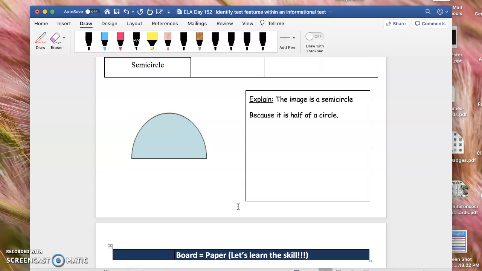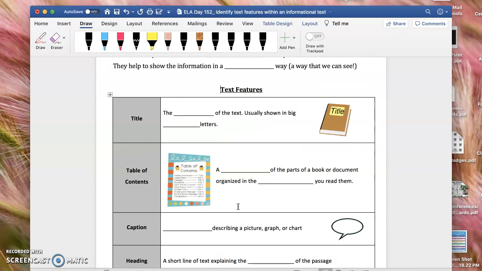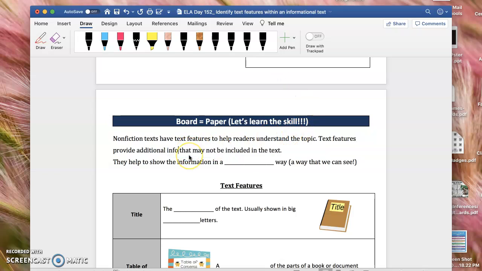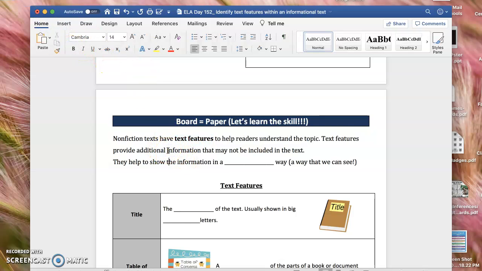Go ahead and click next on your Google form and let's go to the board equals paper. We are talking about text features, exactly what we learned about yesterday. So we know that nonfiction texts that have real information have text features that help readers understand the topic. And these text features give us additional information. I'm going to go ahead and bold these so you guys can know what the blanks are, because you should be filling it in on your Google form. Text features give us additional information that may not be included in the text, and then it shows the information in a visual way. It helps us see it, okay?